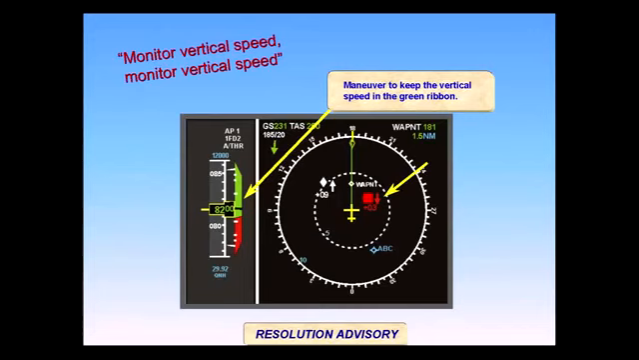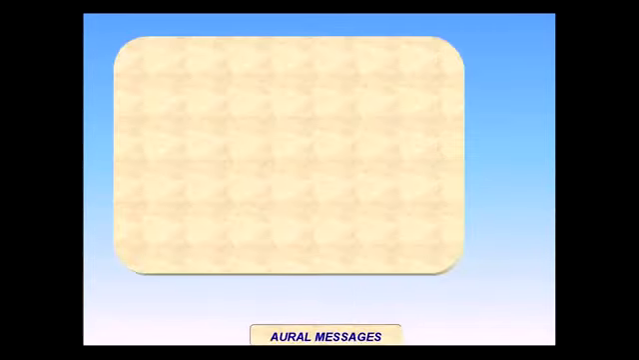The preventive advisory calls for monitoring vertical speed to avoid the red prohibited area of the tape. Note the proximate traffic symbol at 11 o'clock within 6 miles. The TCAS II system uses standard TCAS oral messages. "Traffic, traffic" is the TA alert message.